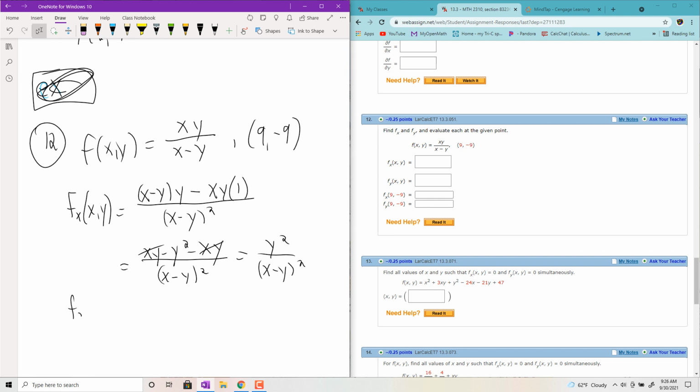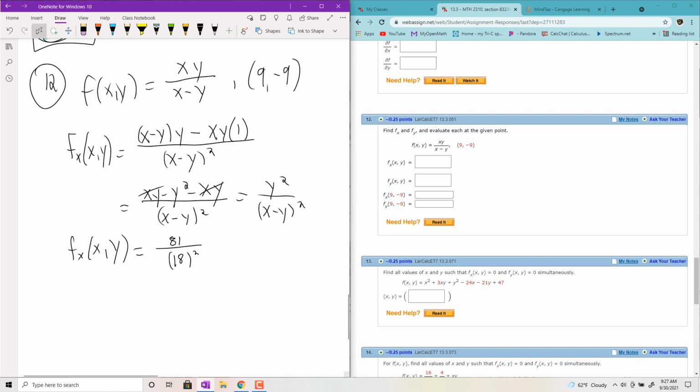And then, of course, evaluate it to get the slope in the x direction. You put in negative 9 in the top. Negative 9 squared is 81. In the bottom, you have 9 minus negative 9, which is 18 squared. 9 times 9, and 18 is 9 times 2, so 9 times 2 times 9 times 2. There, that wasn't that hard.